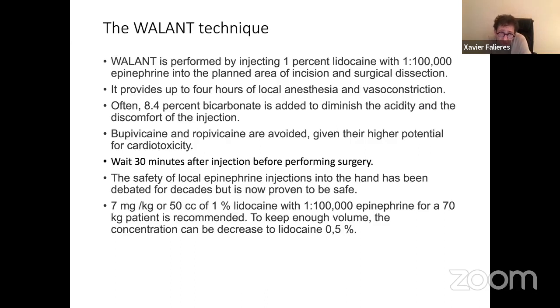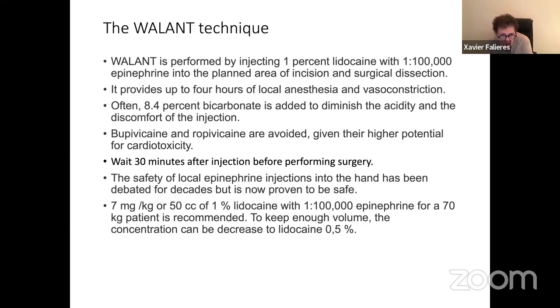To perform Walant, you inject 1% lidocaine with adrenaline 1/100,000 into the plane area of incision of the surgical dissection. It provides up to 4 hours of local anesthesia and vasoconstriction, so you can operate for 3 hours. Often, I would say you need to add 1 milliliter of 8.4% bicarbonate to lower the acidity and the discomfort of the injection.